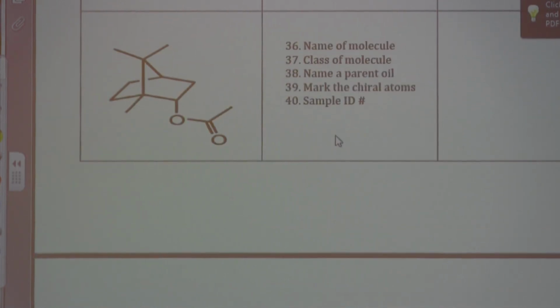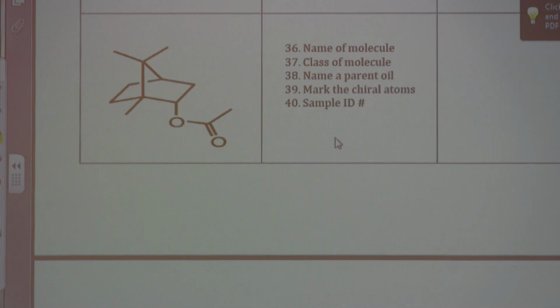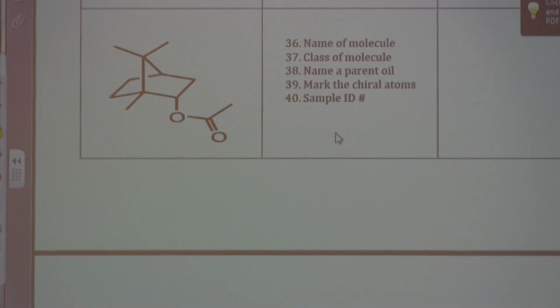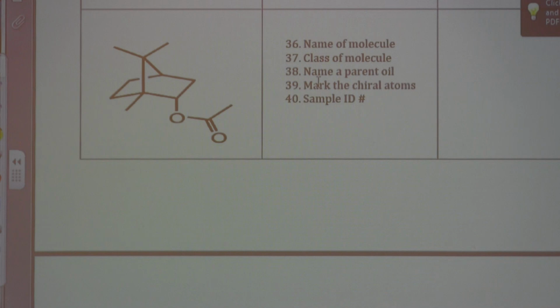Next we have Benzyl Acetate, which by the ending ATE we know is an ester. We also know it because of this functional group here. The parent oil would have been fir needle oil. Several different types of fir you could have put, but fir needle oil is all you needed.